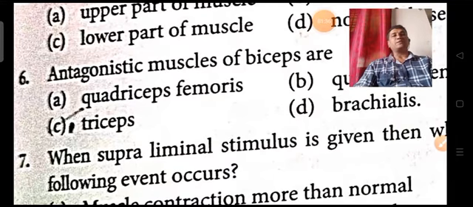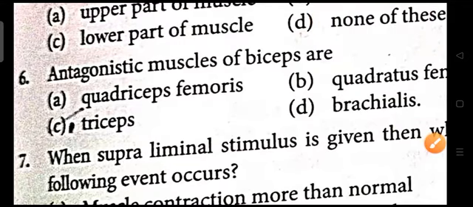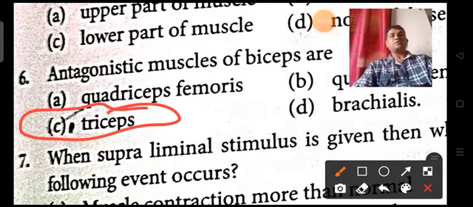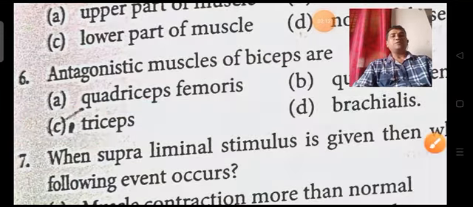We have two types of muscles in our body, one is the triceps and one is the biceps. The biceps flexes the arm and is called a flexor muscle. Its antagonist is the triceps, which generally extends or straightens the arm. So whenever the biceps folds, the antagonistic triceps will extend the arm. So the triceps is antagonistic to the biceps. So option C. Next.